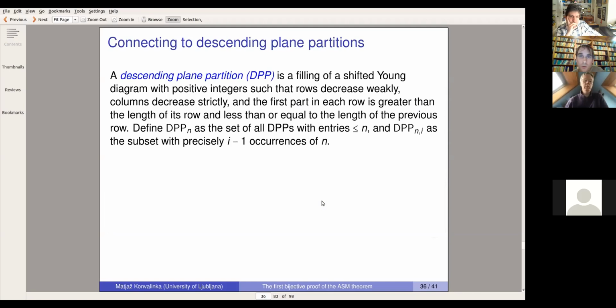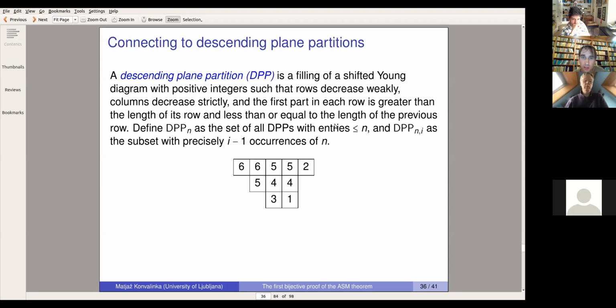Okay, so one last definition. This is what I mentioned in the beginning. Andrews defined descending plane partitions. So what is that? It's a filling of a shifted Young diagram with positive integers, with weakly decreasing rows, strictly decreasing columns, and then two more conditions. The first part in every row should be greater than the length and less than or equal to the length of the previous row.